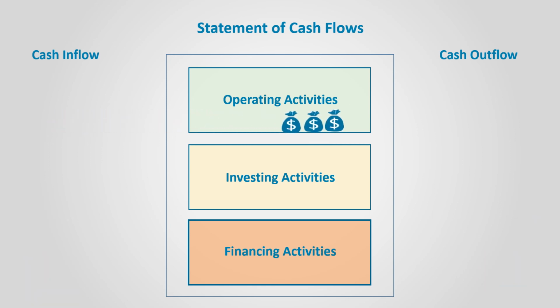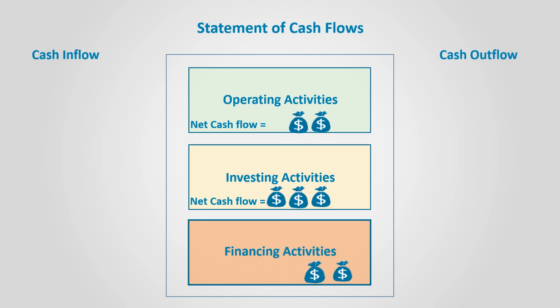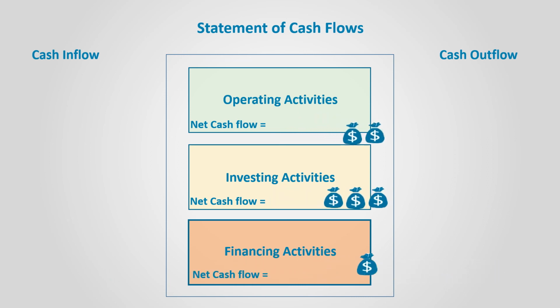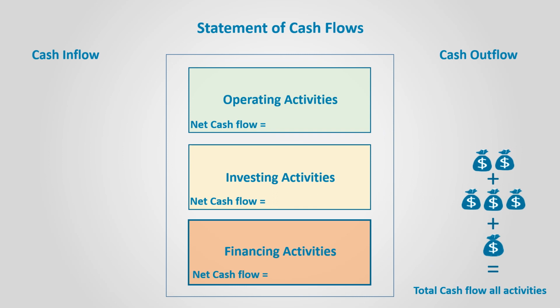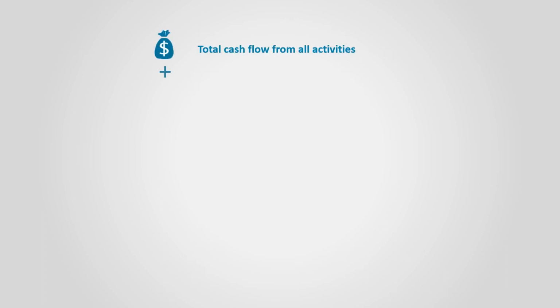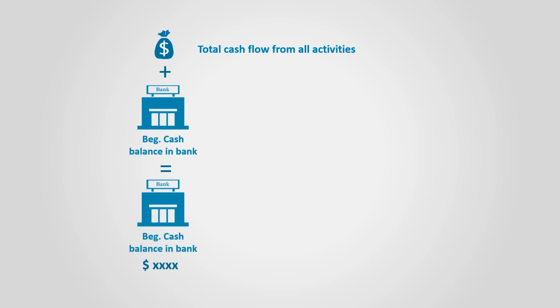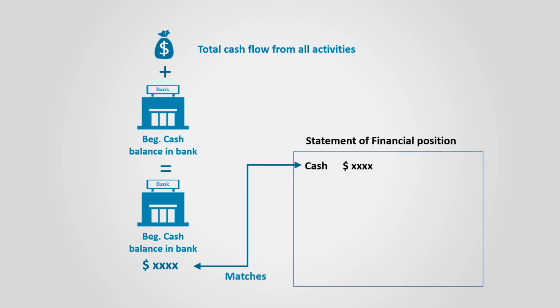The cash outflows are subtracted from the cash inflows for each activity to get the net cash generated or used by this activity. By adding the cash generated or used by each activity, we get the total cash generated or used by all activities. By adding the cash generated or used by all activities to the cash balance at the beginning of the period, we get the cash balance that the business has at the end of the period. It should match the cash balance which appears on the statement of financial position.